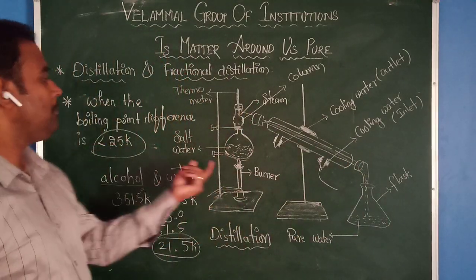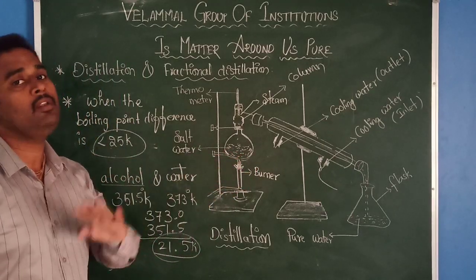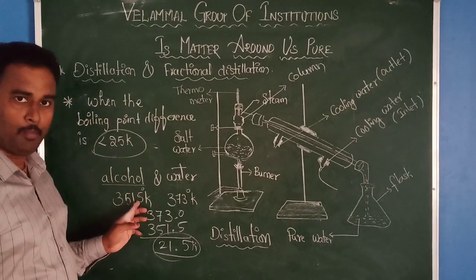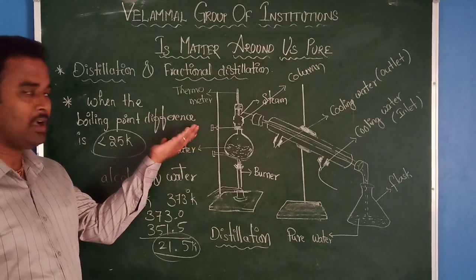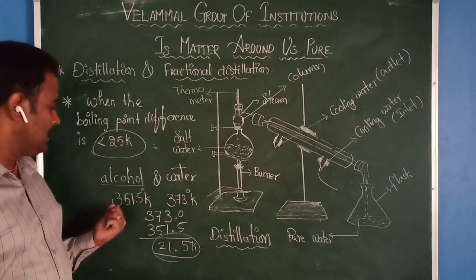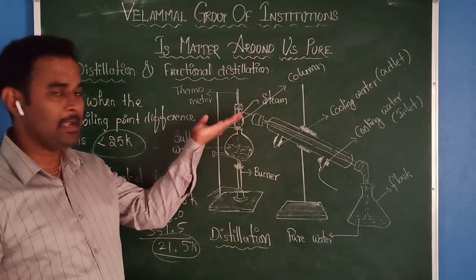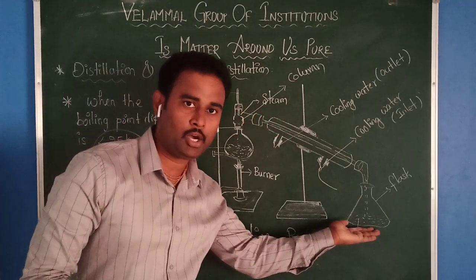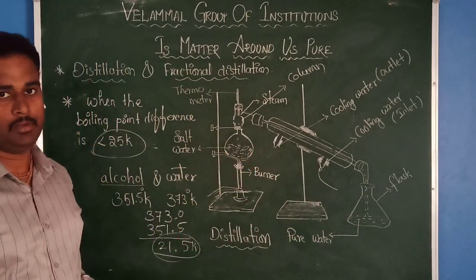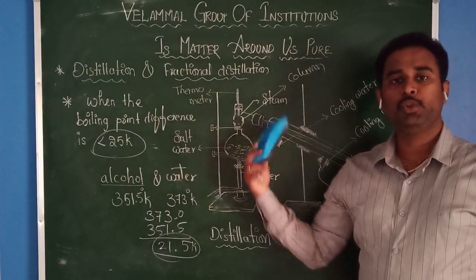Here I am taking alcohol and water. Which one will evaporate first? Which is having the low boiling point? 351.5 is the low boiling point. Therefore, instead of salt water, I am taking alcohol and water. Then which is the lowest boiling point? 351.5 Kelvin is the lowest boiling point. Therefore, alcohol will evaporate first and it will condense, and you can collect alcohol here. What is left in the flask? Water will be left. Like this, based on the boiling point difference, we can use fractional distillation.